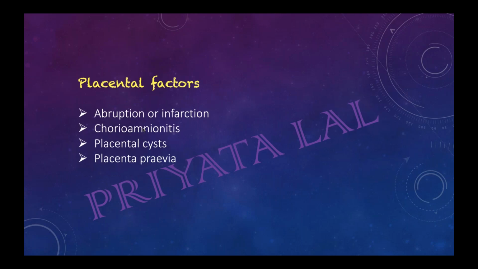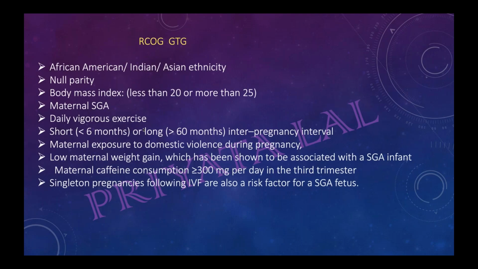Placental factors, we already know, could be abruption, previa, chorioamnionitis, or placental cysts. Now, these are the usual factors, but the RCOG guideline, number 31, which we are going to discuss, has put some more factors for SGA also. These are African American, Indian, or Asian ethnicity, so it depends on the ethnicity also. Then nulliparity, first baby, body mass index less than 20 or more than 25. You have to remember all these factors.